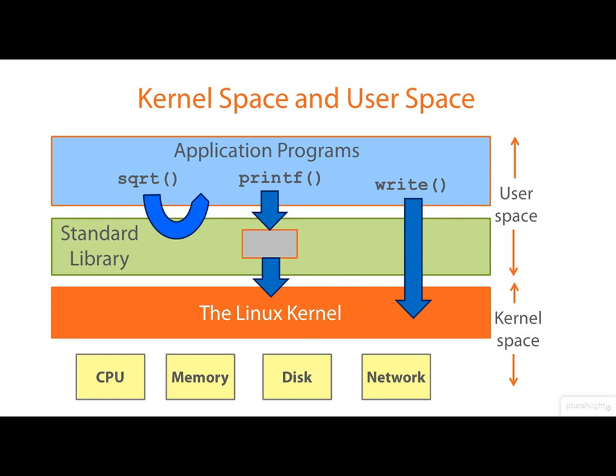If we take a library routine like sqrt, for example, that calculates square roots, that happens entirely in user space. It doesn't go into the kernel at all. Whereas a system call like write executes predominantly inside the kernel.